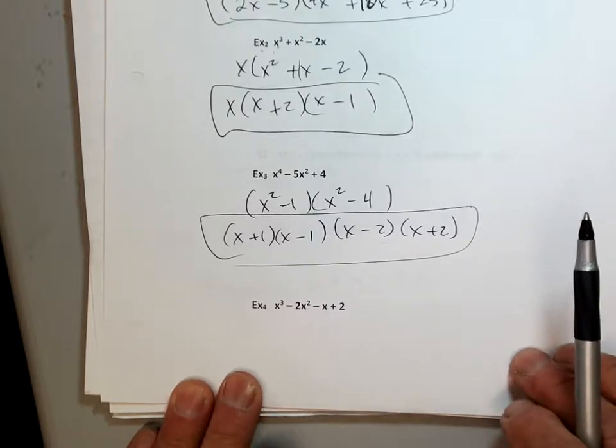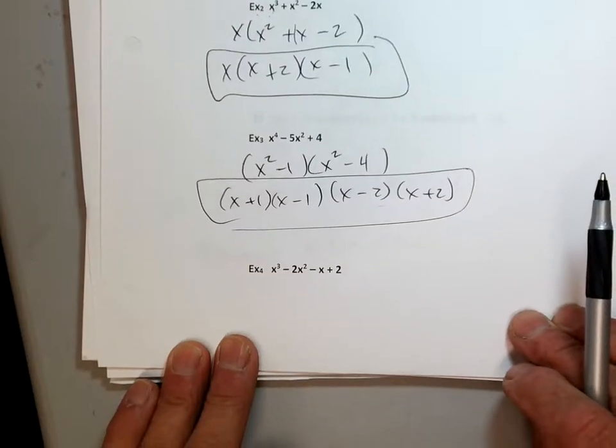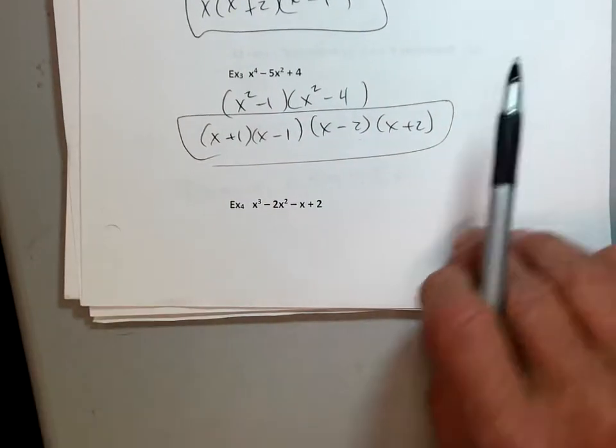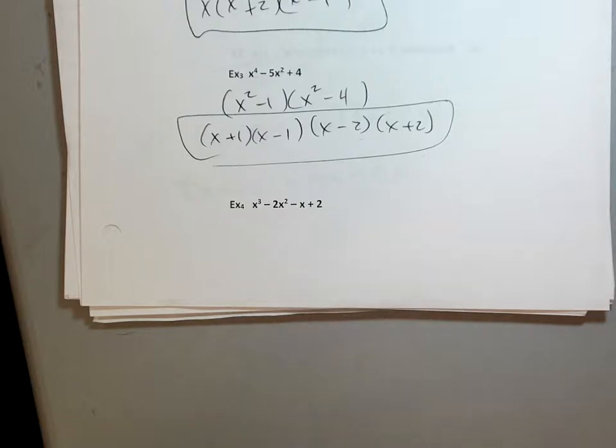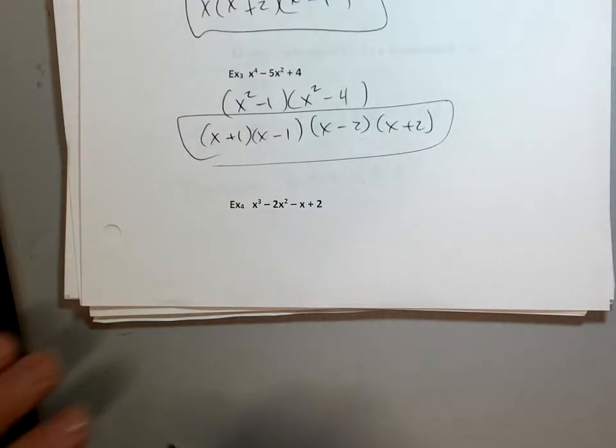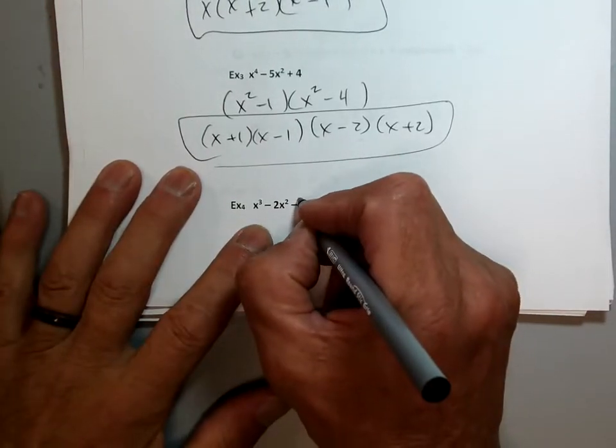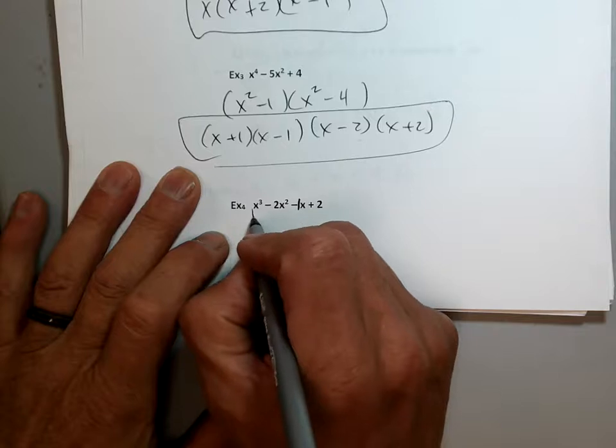All right? Slide it up. Now, example 4. 4 terms, what are you going to do? Okay, group them. We're going to group them, right? I'm going to put a 1 right here. It's going to help me out. Group them. Okay?